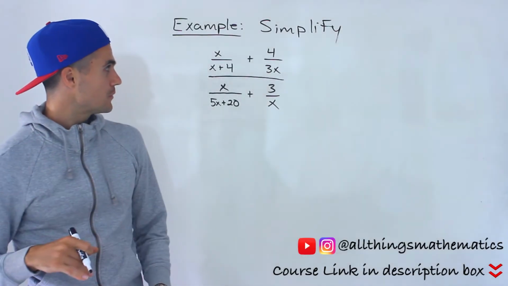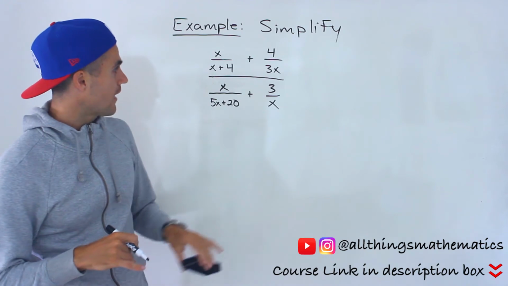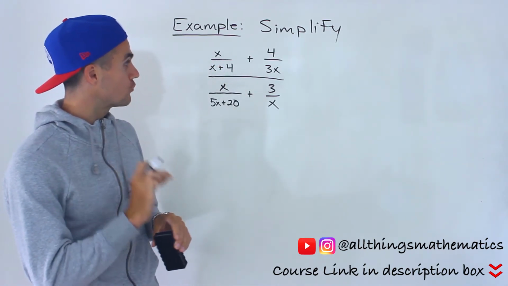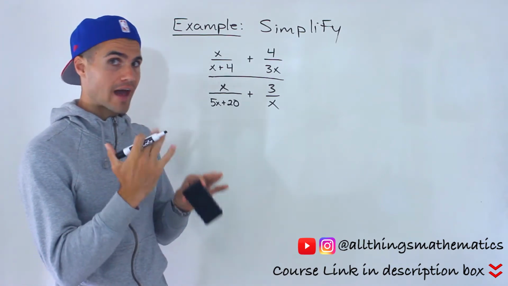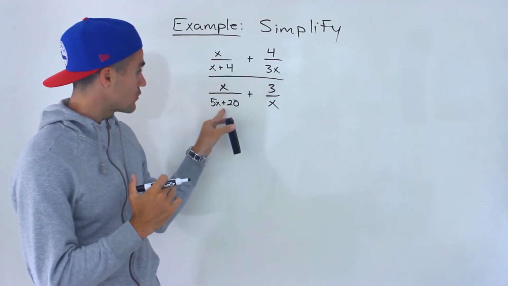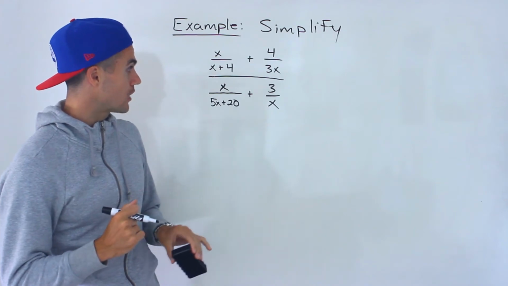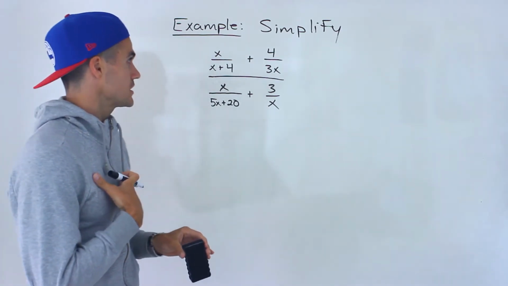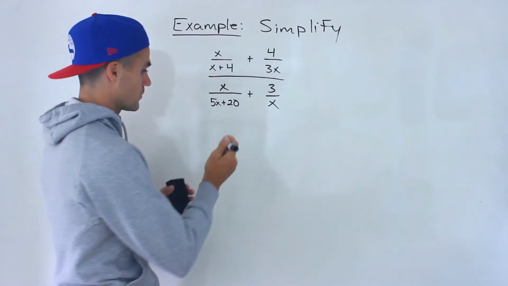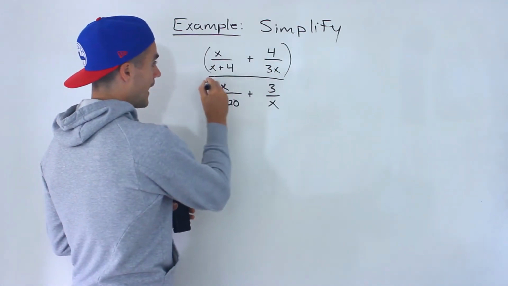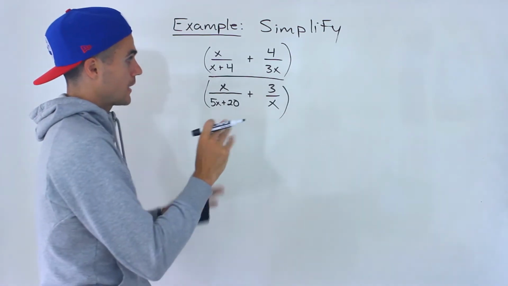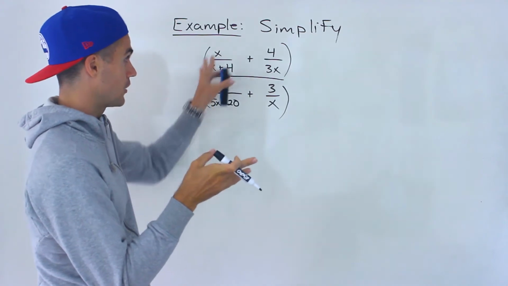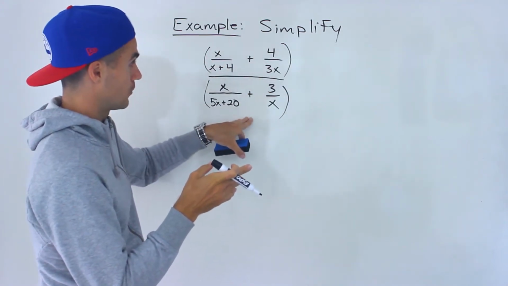In this next video, we have to take this expression and simplify it. Notice we have x over x plus 4 over 3x, and then all of that is over x over 5x plus 20 plus 3 over x. There are different ways you can go about this. What I'm personally going to do is take the numerator and the denominator, work with both of them separately, and combine them into single fractions. Then we'll have one fraction divided by another one.